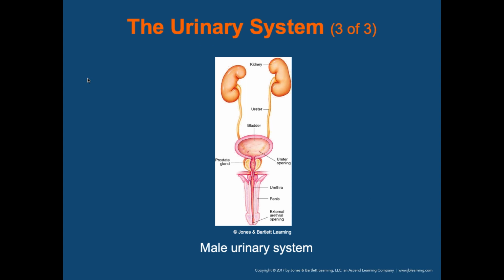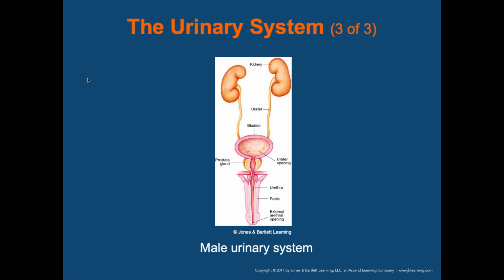So looking at the urinary system here, this is the male urinary system. As you can see the kidneys, and you see the two ureters going to the bladder. We're filtrating through the kidneys, pushing that toxic waste, urine, down into the bladder, where the urine is stored.